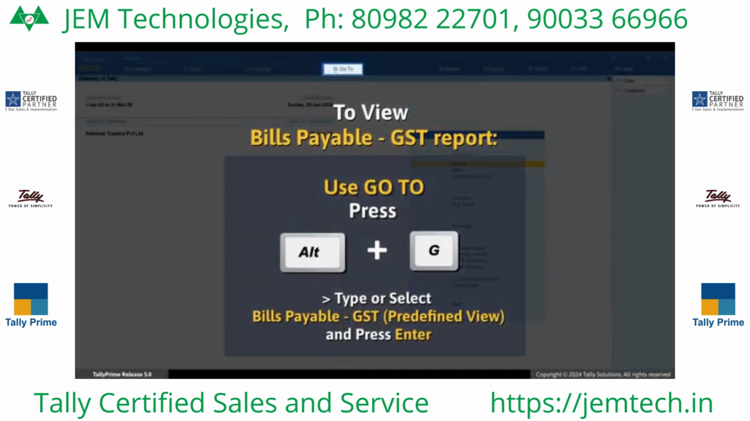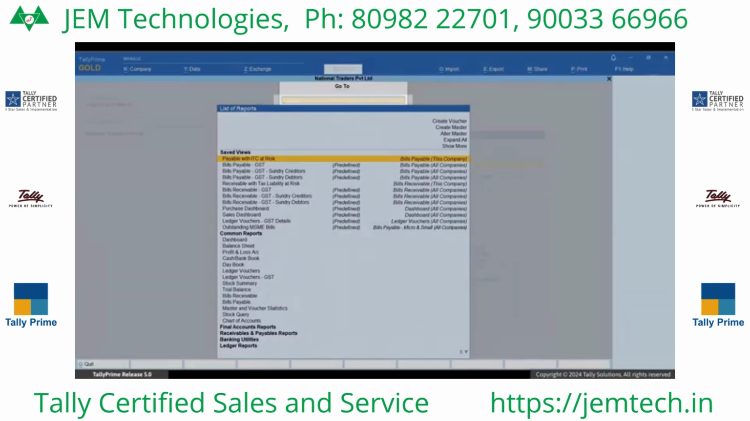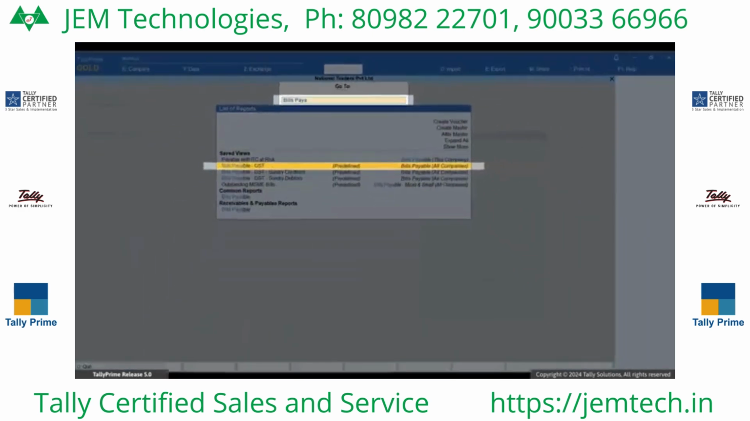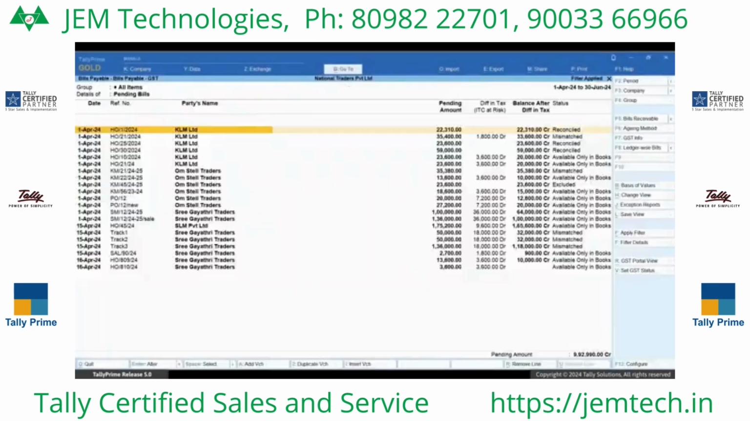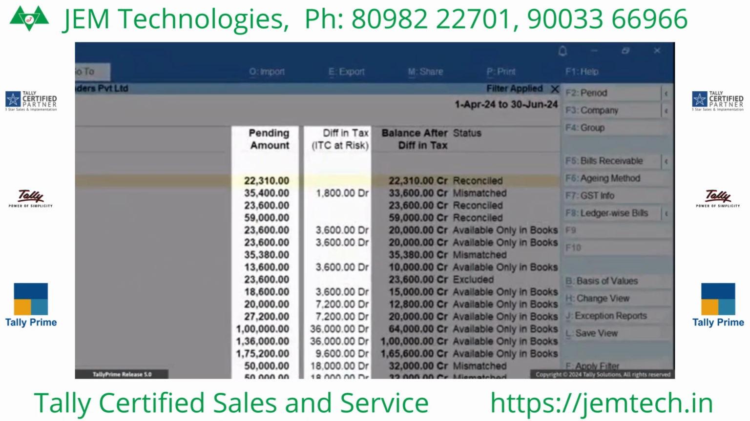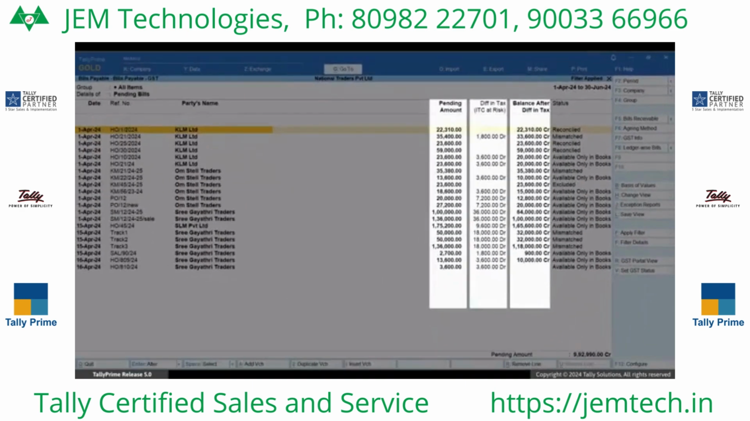Press Alt-G. Type or select bills payable GST predefined view and press enter. Here, you can view pending amount, ITC at risk, and the balance pending after considering ITC at risk. This makes it easier for you to settle the bill with the appropriate amount. You will not need to calculate the amount after considering the ITC at risk.